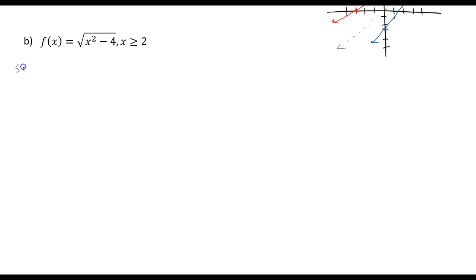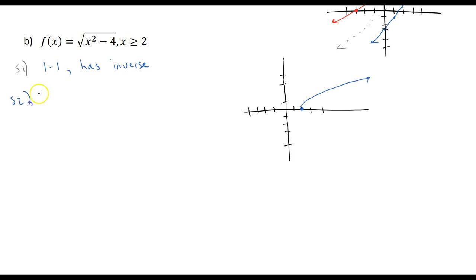So for this one, if I were verifying that this thing was one-to-one, sometimes it might actually help to graph it. So this is the square root of x squared minus 4, and if I were to graph this, I would get a graph that looks roughly like this. So this is definitely a one-to-one graph, especially on the domain where x is greater than or equal to 2. So this is one-to-one, and it does have an inverse.